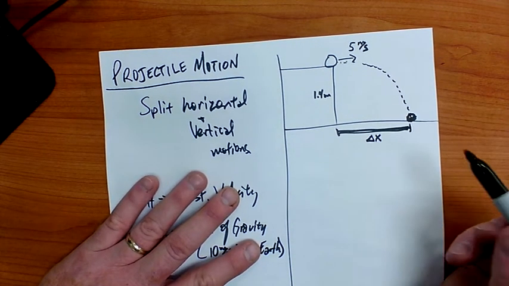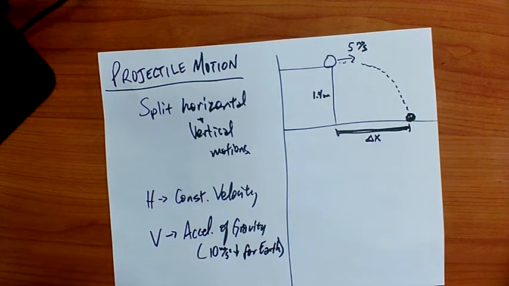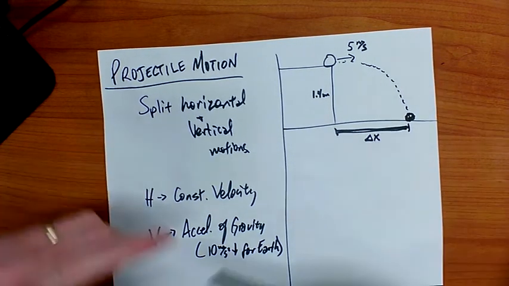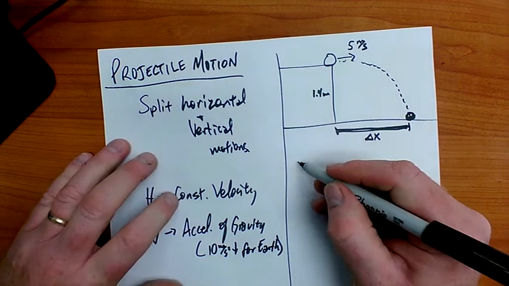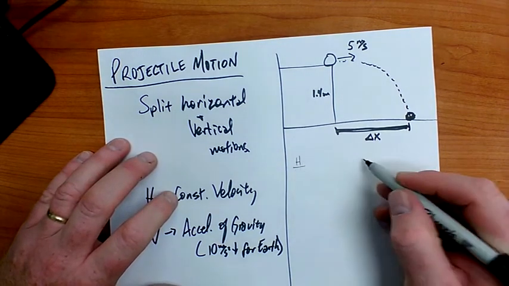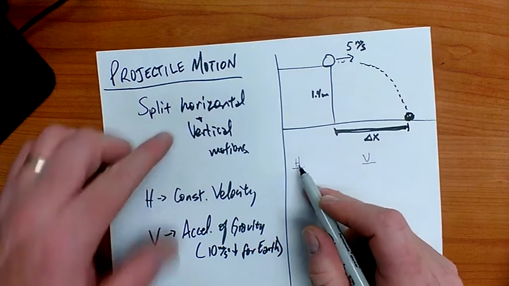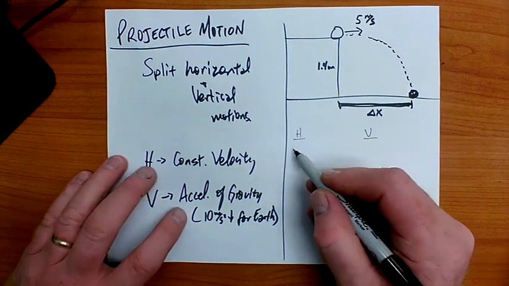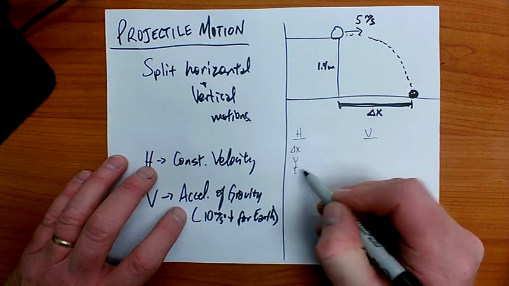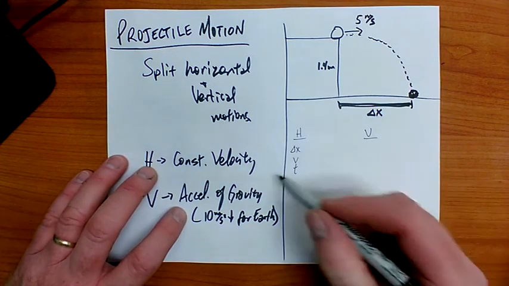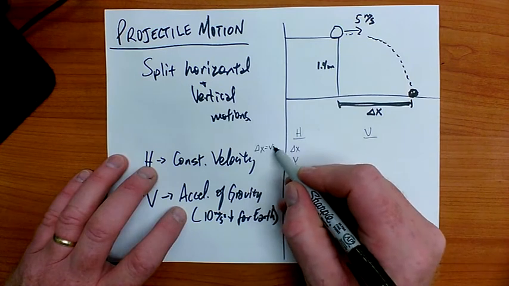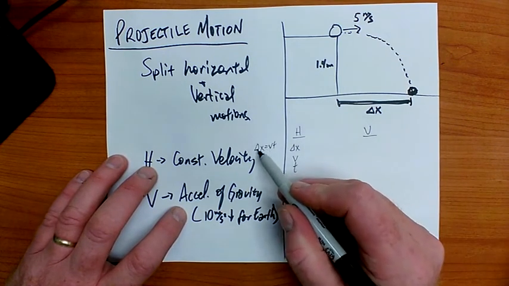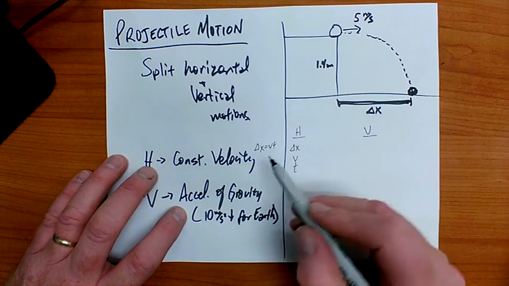So, to solve a problem like this, I am going to split my horizontal and vertical. So I'm going to actually write out my horizontal and my vertical. Now horizontal, I remember I've got constant velocity. Constant velocity means I have delta x, v, and t. Those are my only variables. Because remember, for constant velocity, delta x equals vt. Right, displacement equals velocity times time. When it's constant, that's what we have.